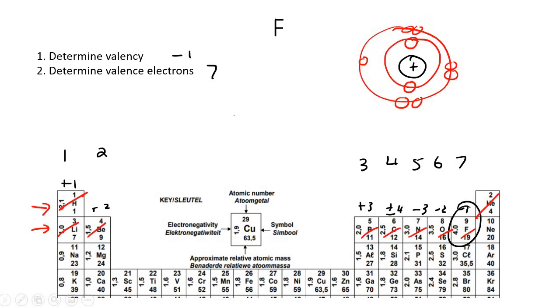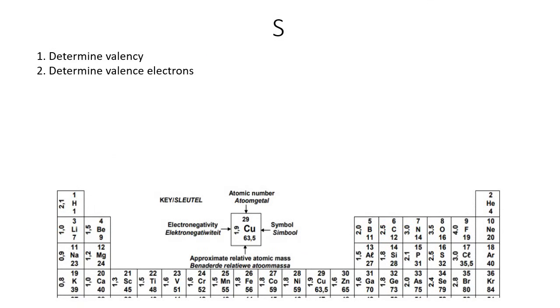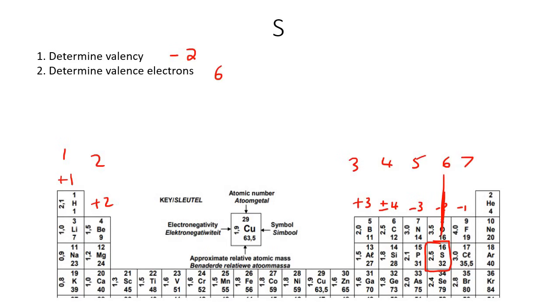Let's try another example. So here we're going to use the atom sulfur. So sulfur is over here. To work out its valency, it's plus 1, plus 2, plus 3, plus minus 4, minus 3, minus 2, minus 1. So for sulfur, its valency would be minus 2. And to work out the number of valence electrons, you could draw it out if you want, or you could just remember that it's in group 6, and so it would have 6 electrons.